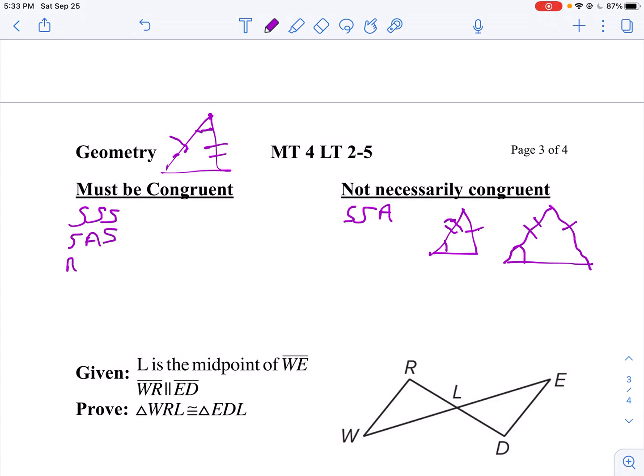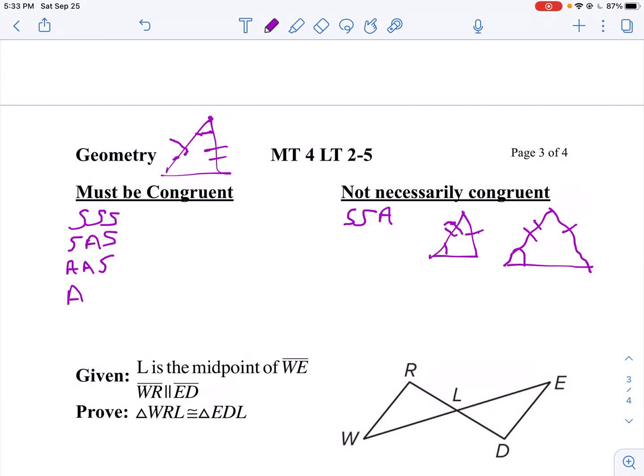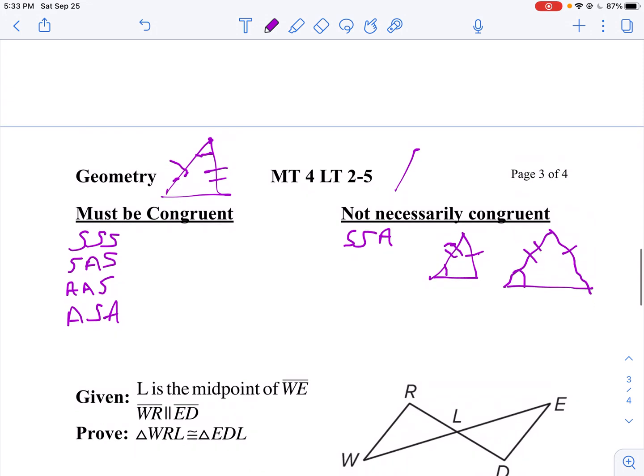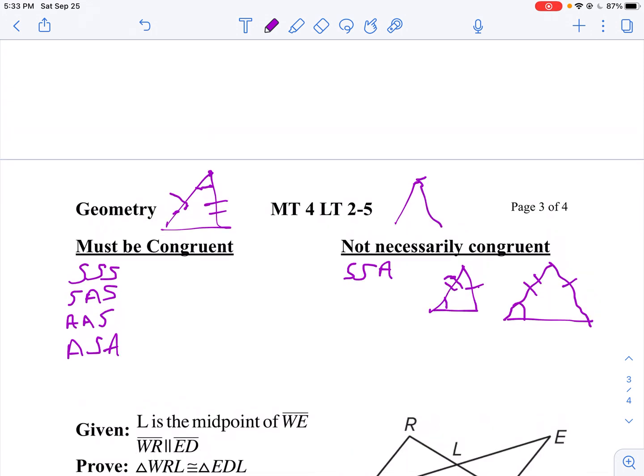Then we have angle side angle. That is unique also. That is, if I have 2 angles and the side between them, then that must be true. An angle angle side means I have 2 angles and then a non-included side. Now, it's got to be in the same corresponding part, otherwise it's not going to work. Those are the big 4.